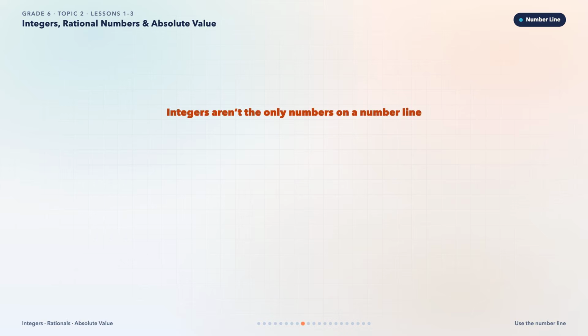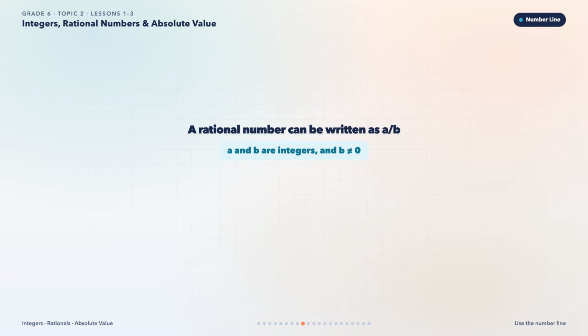Integers aren't the only numbers we can place on a number line. Meet rational numbers. A rational number can be written as a fraction a over b, where a and b are integers and b is not 0. In kid language, if you can write it as one integer divided by another integer, it is rational.